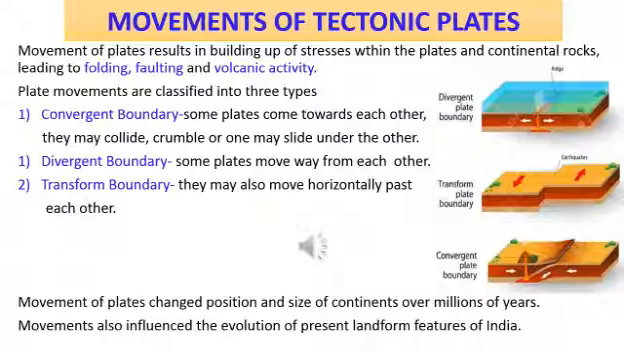Number second is divergent boundary. Some plates move away from each other and form divergent boundary. And the last one is transform boundary. At times, they may also move horizontally past each other and form transform boundary. The movement of these plates has changed the position and size of continents over millions of years. Such movements have also influenced the evolution of present landform features of India.